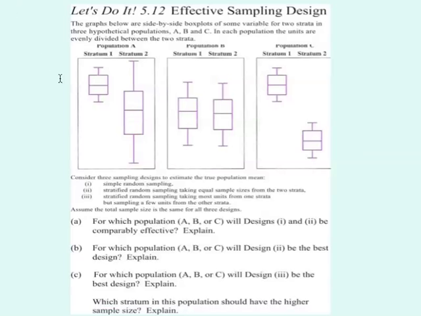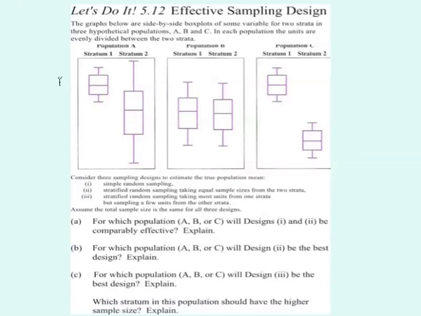Okay, so in the cases here, populations A, B, and C are broken into two strata, stratum 1 and stratum 2. What we want to do is use the side-by-side comparative box plots from the two strata from the three populations and decide which type of sampling scheme we would use. Would we use random sampling, stratified sampling taking samples of equal size from each of the strata, or stratified sampling where we take more samples from one stratum than we do from the other?